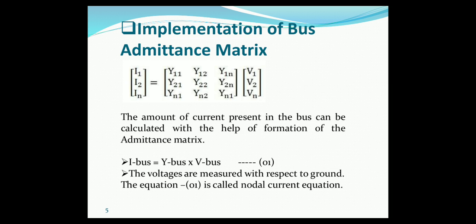Here in this slide I am going to give the currents in the form of a matrix from I1 to In, admittances in the form of a matrix, that is Y11 to Ynn, and voltages in the form of a matrix from V1 to Vn. That is, by using the bus admittance matrix we are going to calculate the value of the currents. Hence it is represented as I bus equal to Y bus into V bus, where the voltages are measured with respect to ground.